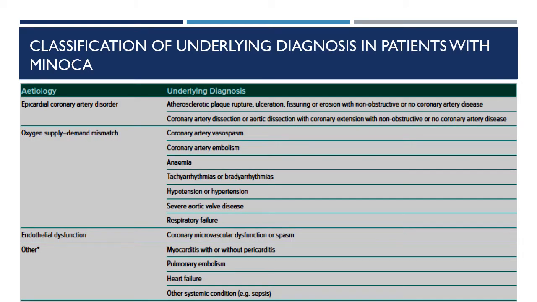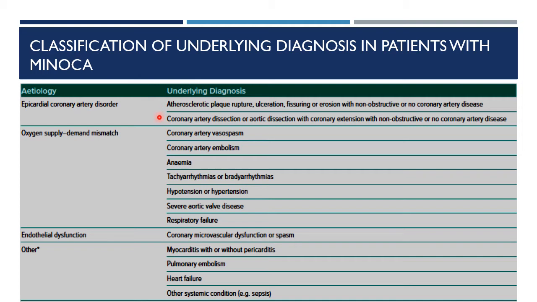In this slide, we will discuss the classification of underlying diagnosis in patients with Minoca. The underlying etiology can either be epicardial coronary artery disorder, oxygen supply demand mismatch, endothelial dysfunction, and some other causes. When we talk about epicardial coronary artery disorder, the underlying diagnosis is either atherosclerotic plaque rupture, ulceration, fissuring or erosion with non-obstructive or no coronary artery disease. So the mechanism here is basically similar to that of type 1 MI.